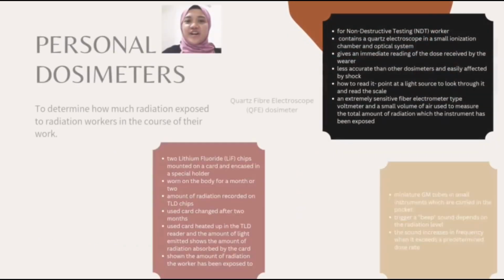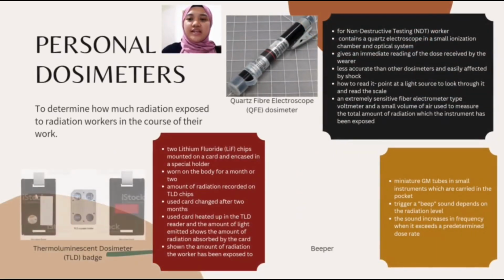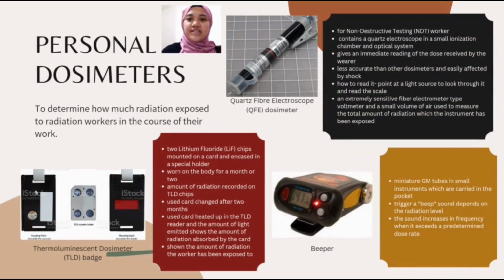Personal dosimeters are used to determine how much radiation radiation workers are exposed to in the course of their work. Some of the examples are the thermoluminescent dosimeter, TLD badge, the quartz fiber electroscope dosimeter, QFE, and the beeper.